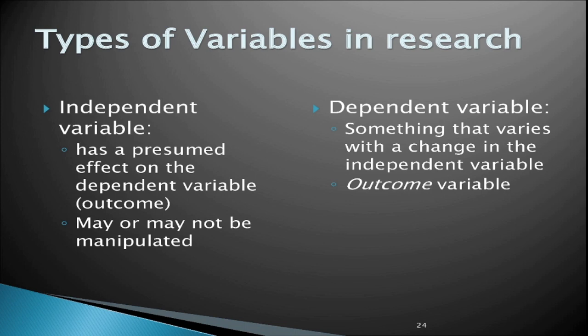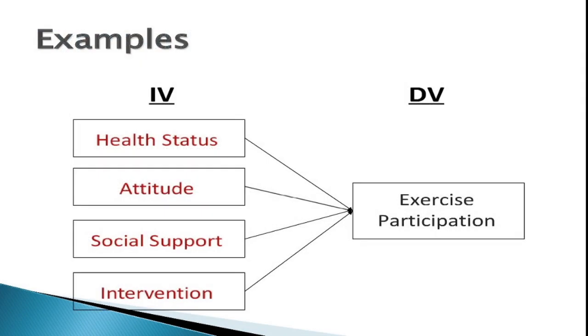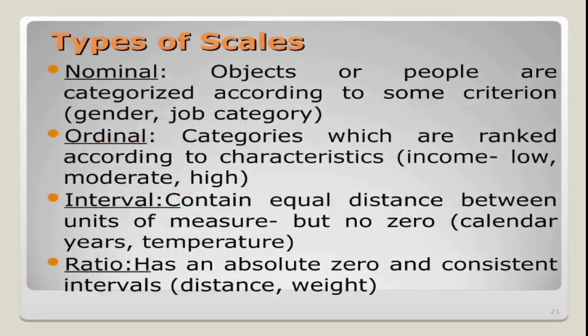Here the outcome is defined, and it is known as the outcome variable too. See the example: the dependent variable is exercise participation, based upon the independent variables health status, attitude, social support and intervention. This is how we need to distinguish our dependent and independent variables based on the nature of the data and the availability of the data.